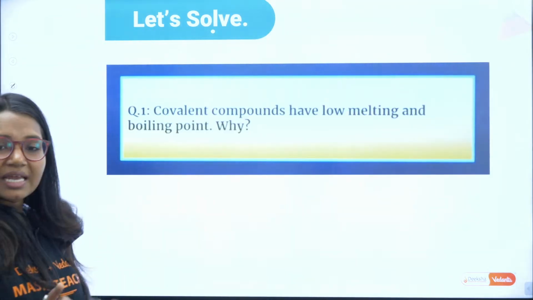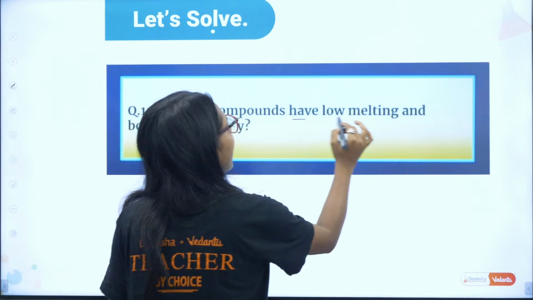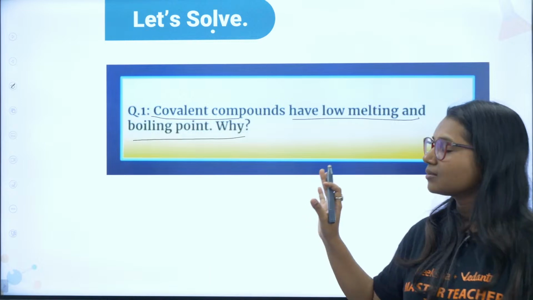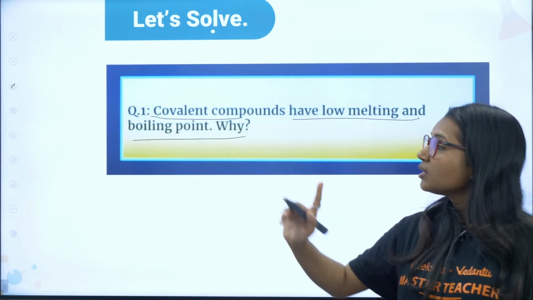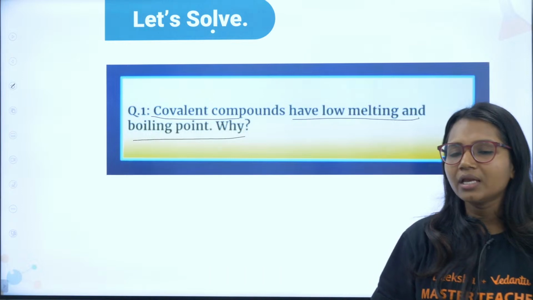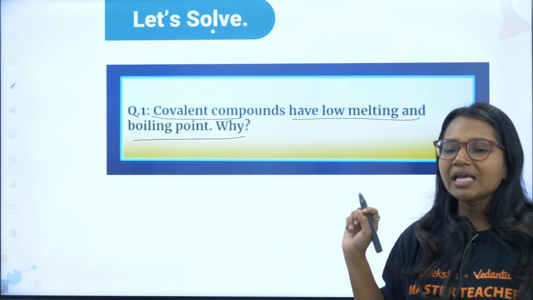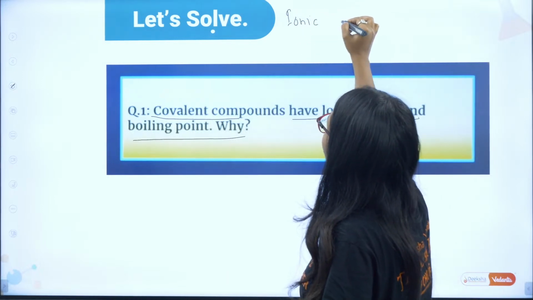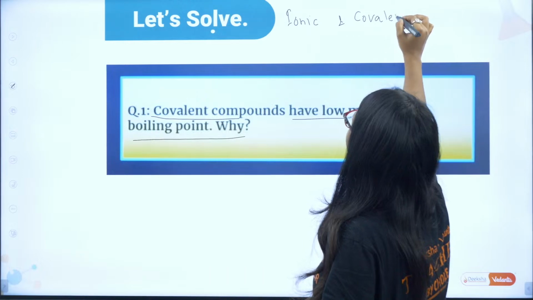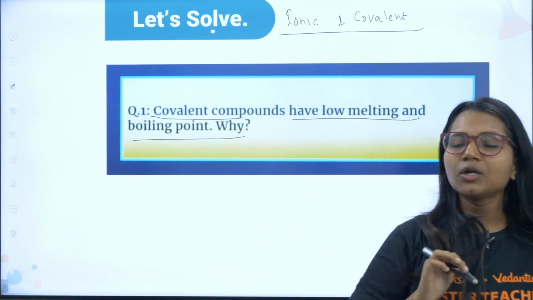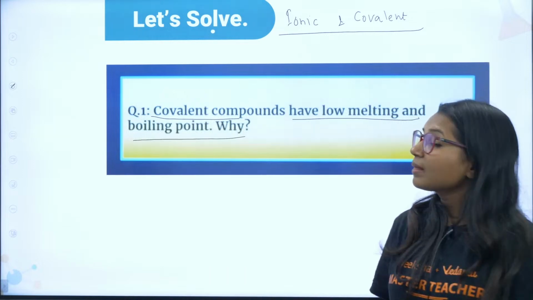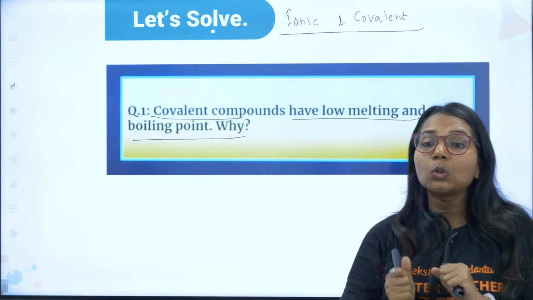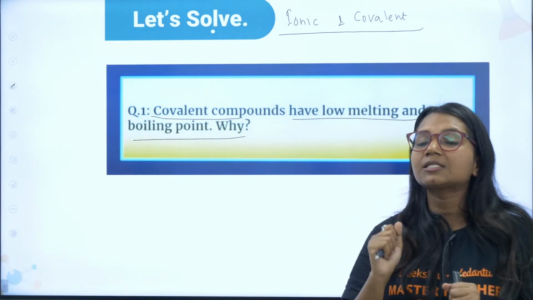Okay. Now, second question. Covalent compounds have low melting and boiling points. Why? Who is going to tell me the answer? First of all, do you guys know that covalent compounds have low melting and boiling points? Tell me, do you guys know this, that ionic and covalent, whose boiling point is more? Can you let me know in the chat box? Boiling and melting both. Can you tell me ionic and covalent, whose melting and boiling point is more?